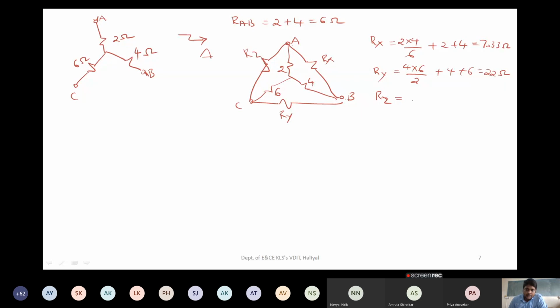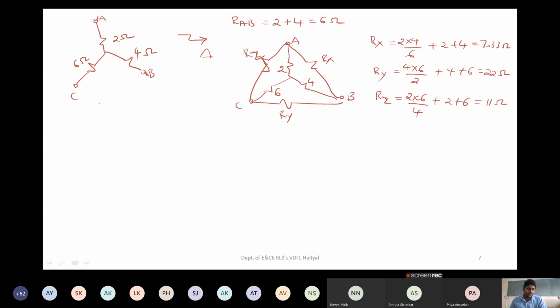So similarly, for Rz, take the denominator here, the opposite one, then 2 into 6 plus 2 plus 6. This will be 11 ohms. Okay.